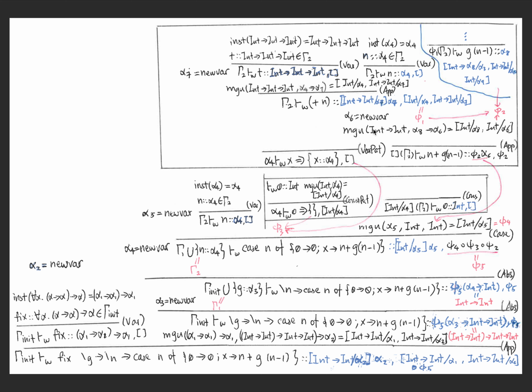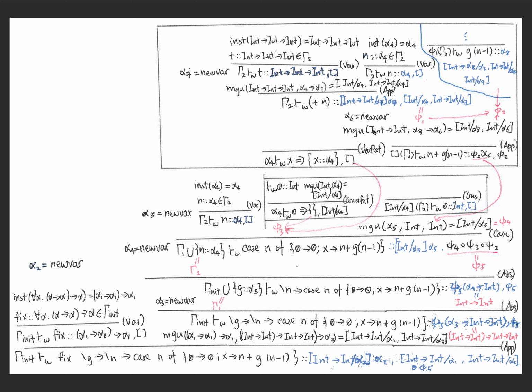Given this information, now I can construct an MGU between the type int to int to int, which is here, and also the int coming from n, and also alpha 10, which is the result type. That will give us alpha 10 has a substitution int to int. With this information, we propagate down here, and we apply this substitution to alpha 10, because it's the result type of this, and this will obviously give us int to int.